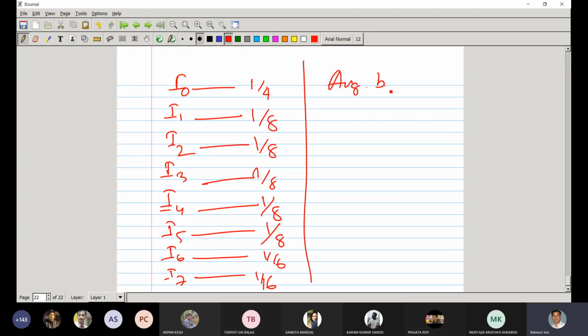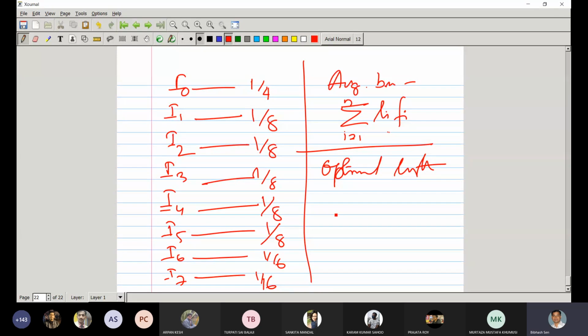Average bit length is the summation over i equals 1 to N of Li times Fi, where Li is the length of the code and Fi is the frequency of the code. Optimal length for a particular symbol will be minus Fi log to the base 2, that is, the summation over i equals 1 to N of minus Fi log2 Fi. So this is the formula. Now you compute it.